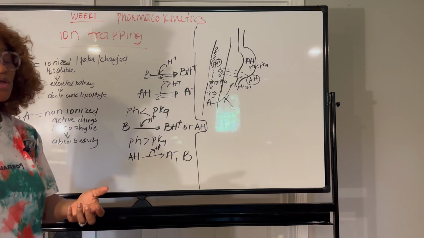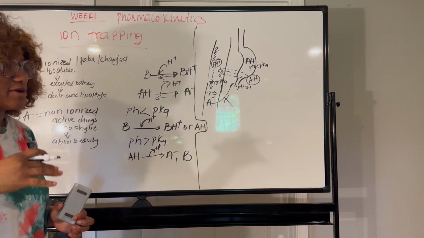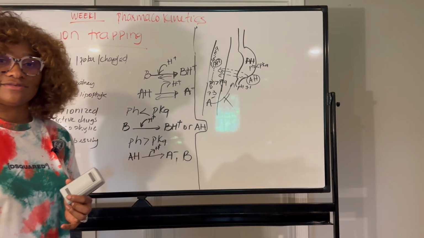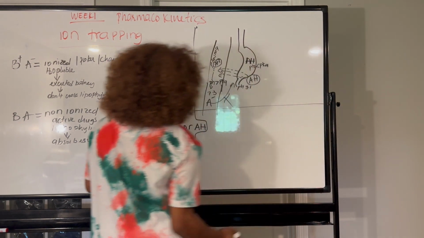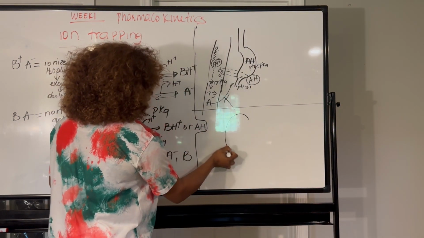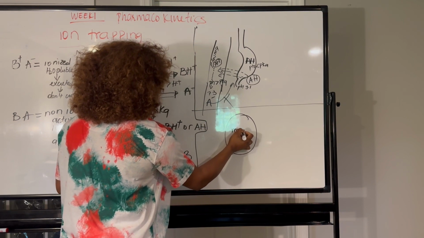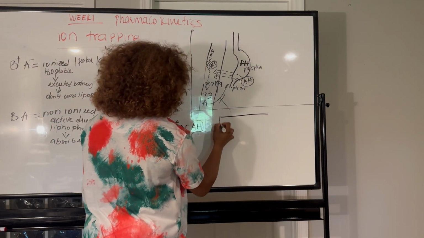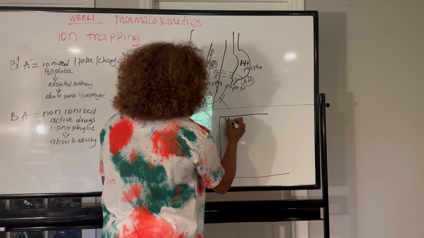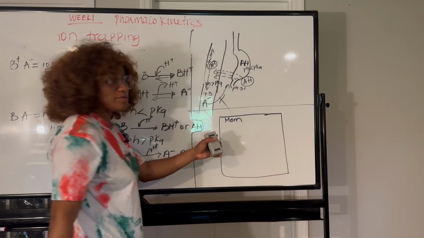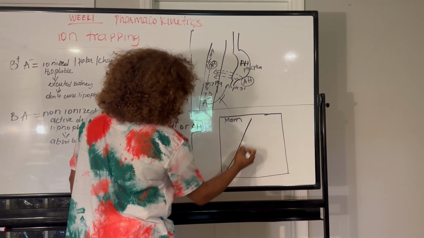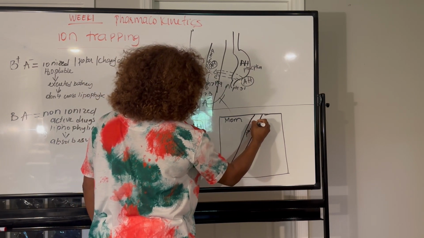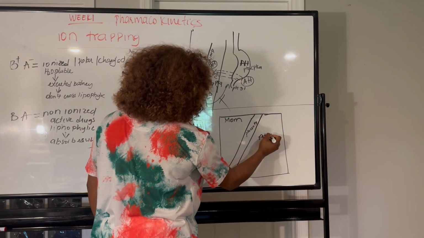So let's talk about the case of a weak base. If we decide to trap a weak base, basically we have been taught about only one example: maternal alkalosis and fetal acidosis. So here I have mom, all this environment is going to be the mother, and I have the placenta right here, and I have the fetus right here.